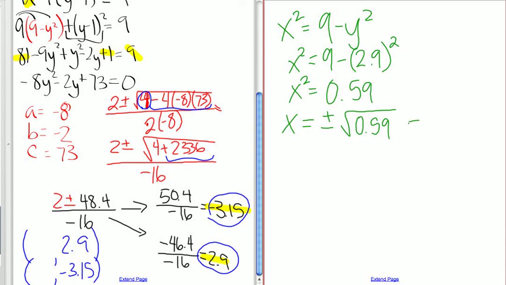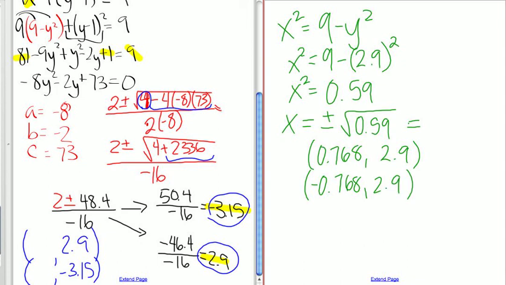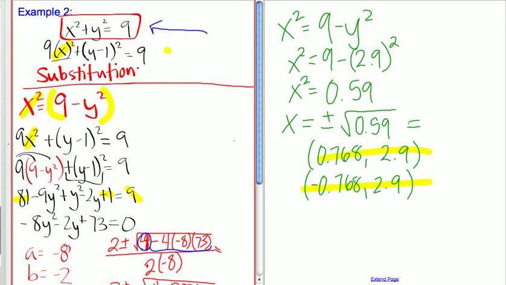So these two answers are 2 points, so it looks like we might have 4 points for our solutions. One of them, the square root of 0.59, is 0.768. So 0.768, comma 2.9. And the other solution is negative 0.768, comma 2.9. Again, you can check your solutions by plugging in these entire points into the other equation. So remember, we used the top equation. Now you can plug it into this bottom equation and check if that works as well. It should work.